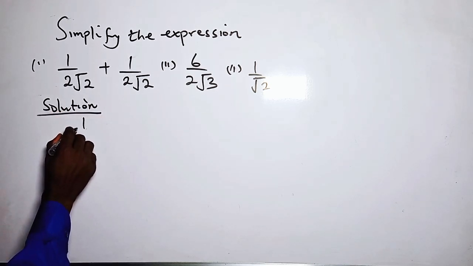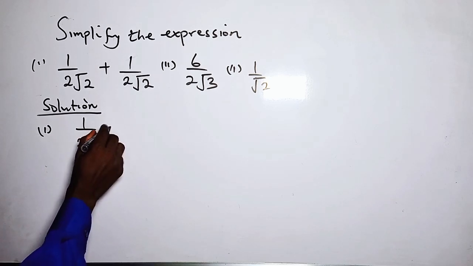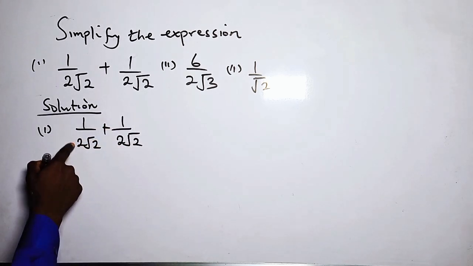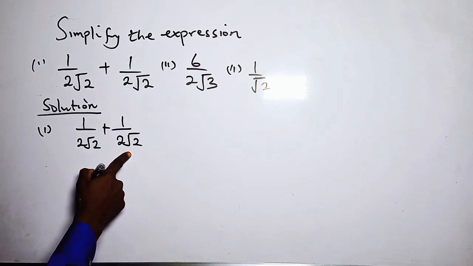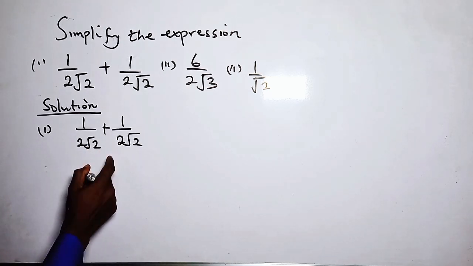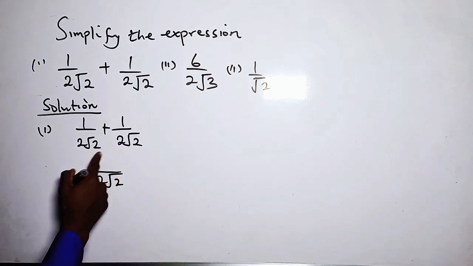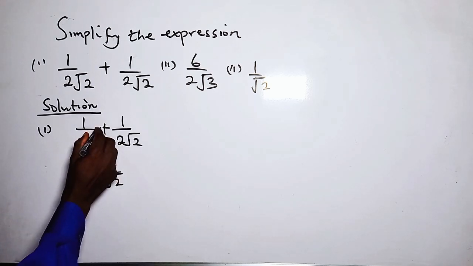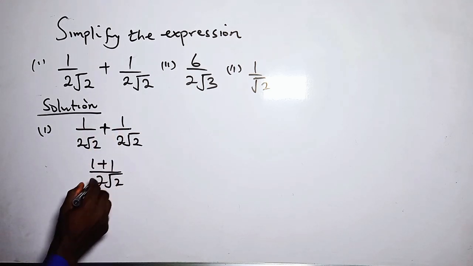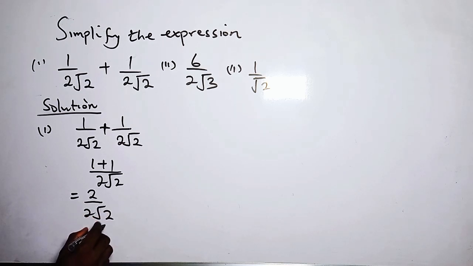For 1 divided by 2 root 2, plus 1 divided by 2 root 2, what do we do? There's a common denominator of 2 root 2, so let's use the LCM approach. Let's pick out 2 root 2, since they are common. What do we do to the numerator? We add it up, so we have 1 plus 1. So here we have 2 over 2 root 2.